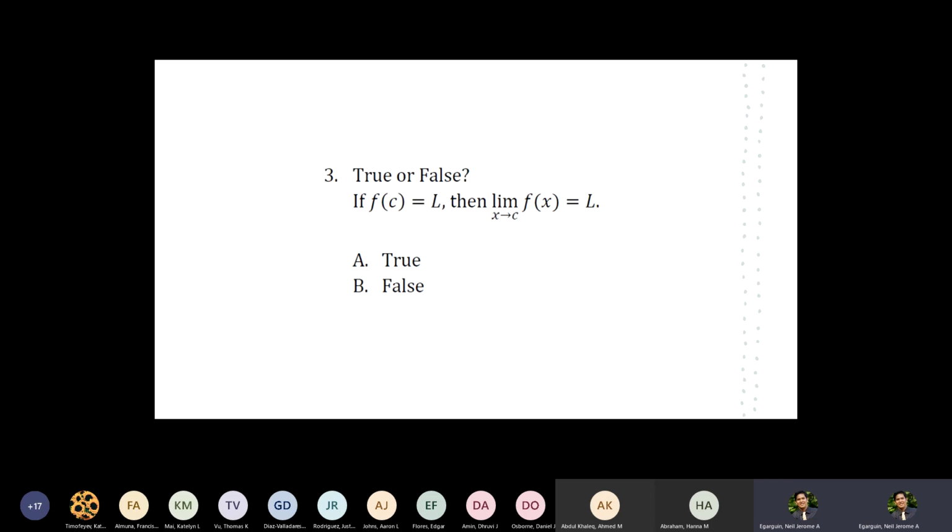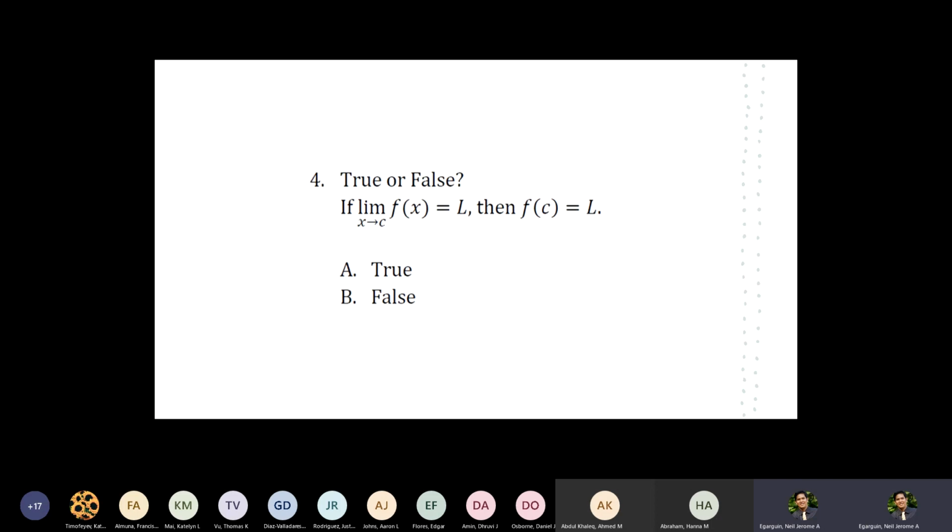Now let's have the last problem for today, problem 4. Problem 4 is quite similar to problem 3. It's just that the assumption and the conclusion were reversed. So basically, problem 4 is the converse of the statement in problem number 3.